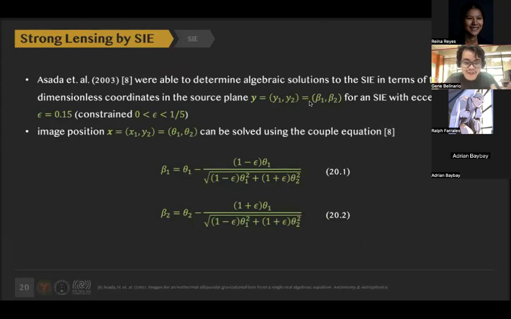They were able to derive these coupled equations to solve for the image positions of an SIE, constrained for the following eccentricities. They constrained the eccentricity to less than 1/5 and greater than 0. And in their particular work, they chose eccentricity equal to 0.15, which is within the constraint.